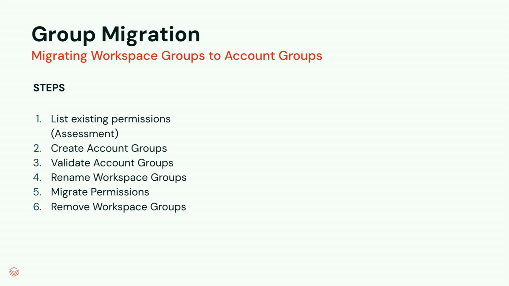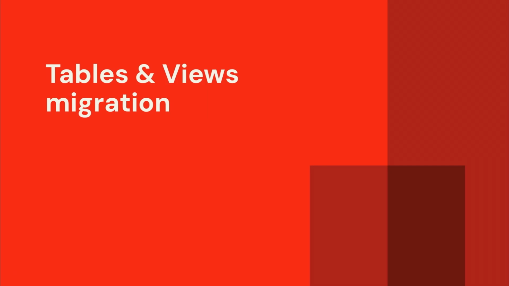We validate the account group, and we can run validation on nested groups. We run validation to make sure the membership on the account group is the same as the workspace group. We rename the workspace groups as a backup. We remap all the permissions, and then we get rid of the workspace groups. That's all done automatically by group migration. This is by far the most tried and true element of UCX.